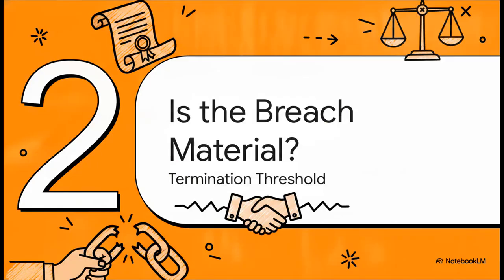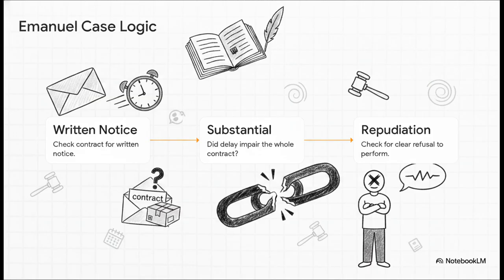Moving to part 2. Is the breach material? The threshold for termination. Because look, before we can even discuss those cool alternative remedies, we have to clear a major hurdle. We have to know if a contract can actually be terminated due to a breach in the first place. Not every broken promise lets you cancel a deal. So if you see a fact pattern on your exam about, say, a delayed delivery, you want to use this 3-step checklist from the Emmanuel Law Outlines case.